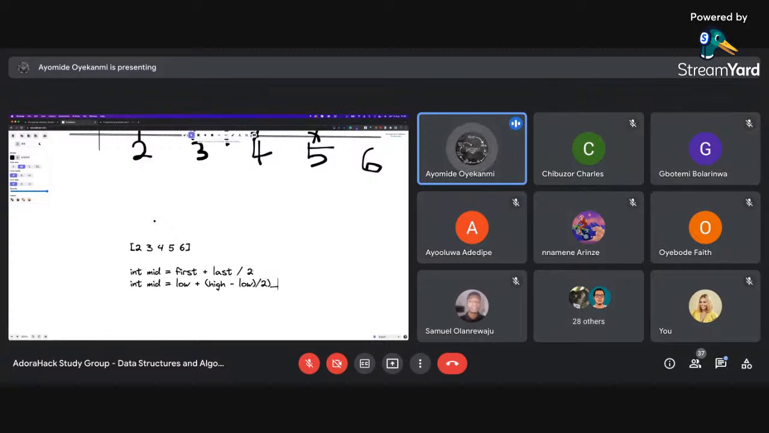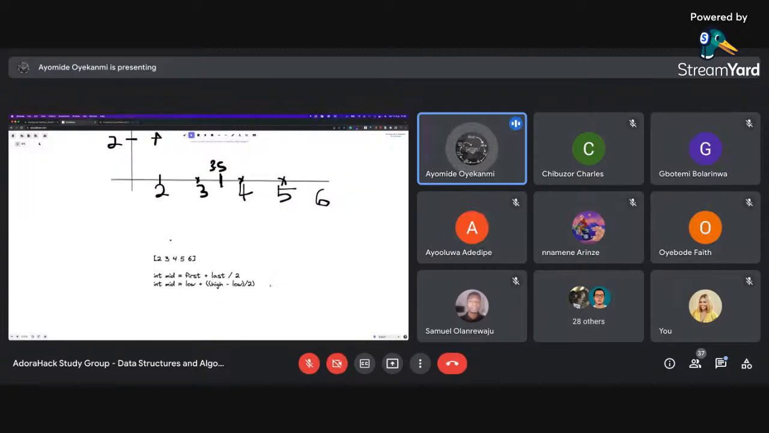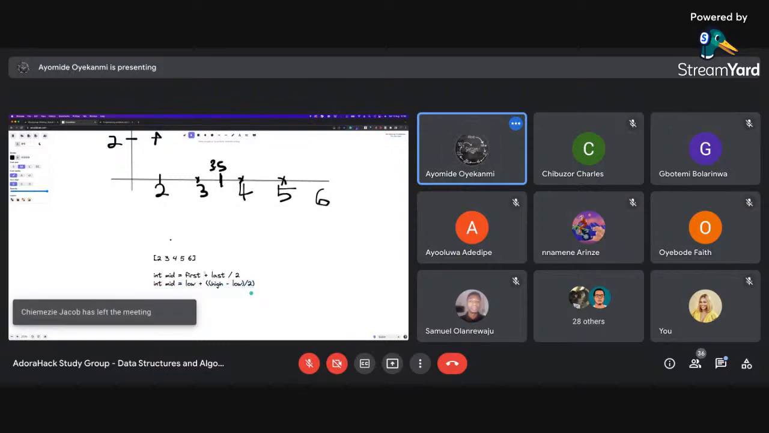And the reason why we do this is because of some issue where it's possible for us to overflow the integer if we just do first plus last divided by 2 all the time. But first plus last divided by 2 usually works for most cases, and I think it will work for our case anyway. But this is an optimized mid formula, for people that are interested in that.